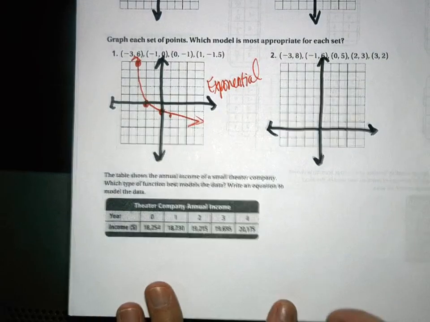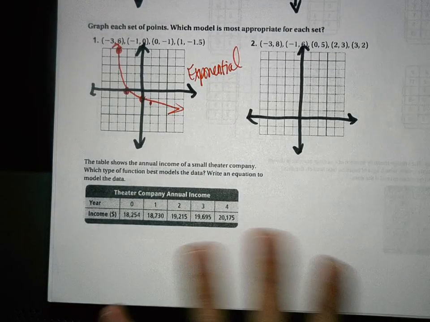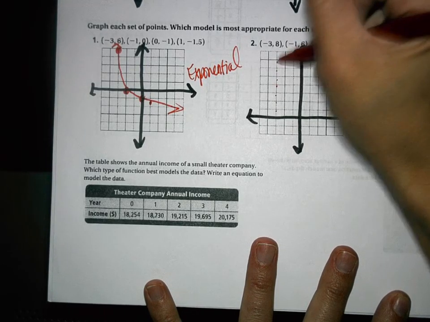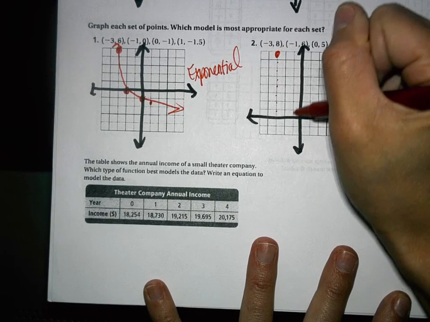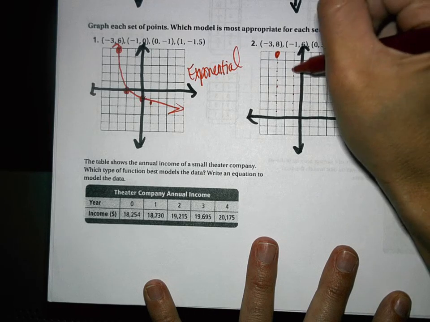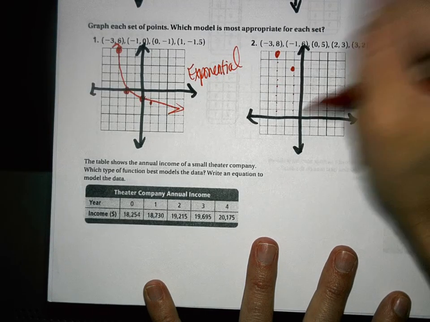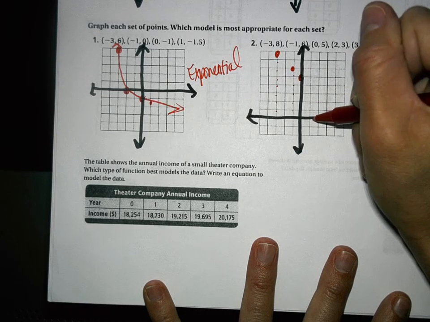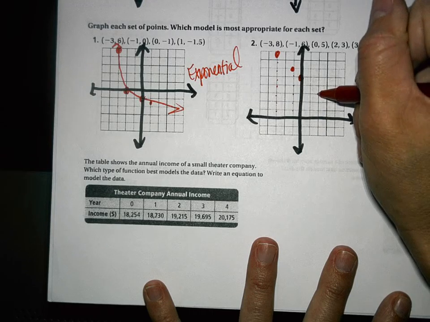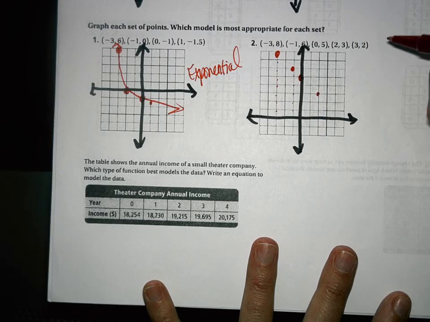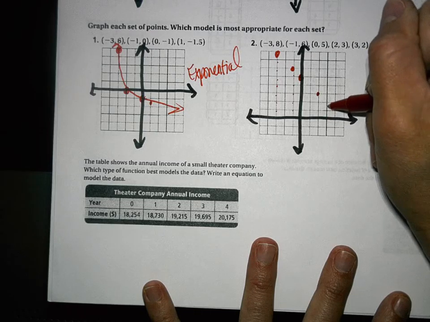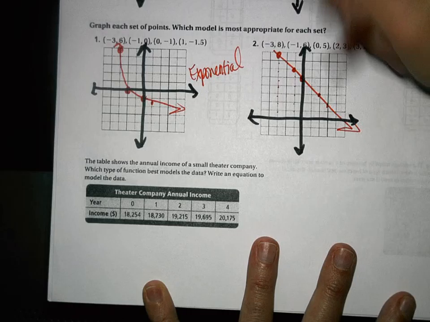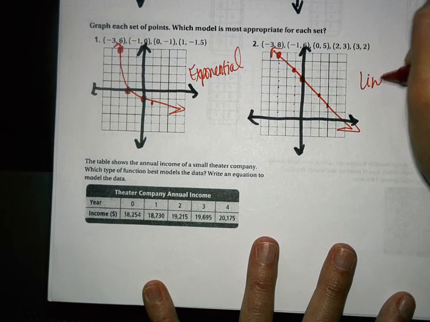Okay. Did you guys do number 2 as well? Okay, so negative 3 up 8. Negative 1 up 6. 0, 5. It's going to change just a little bit, which I'll explain to you. 2 up 1, 2, 3. And then 3 up 2. Very good. Linear is correct. You can see this is making a straight line, which is linear.